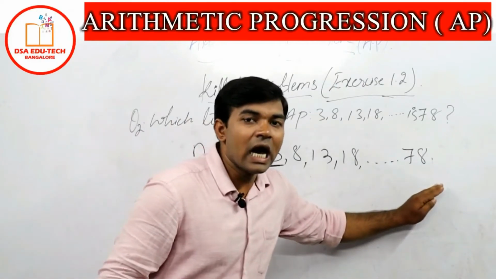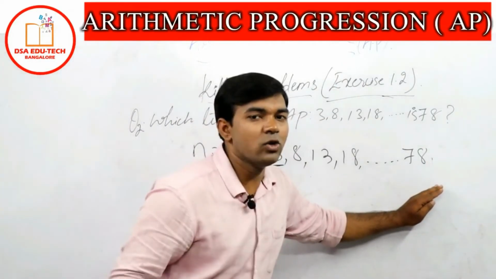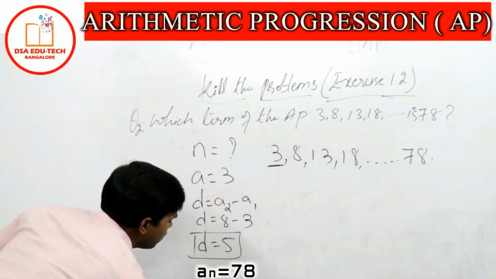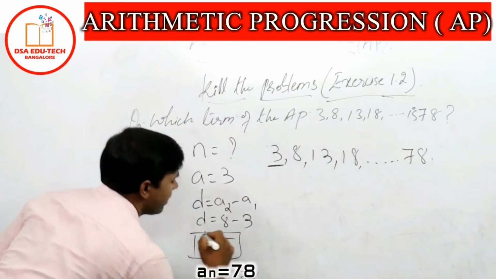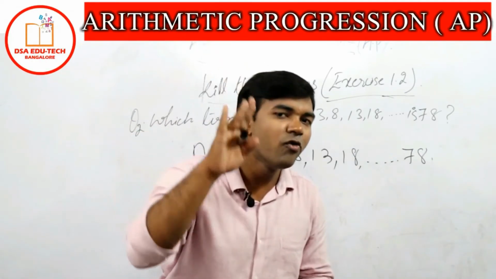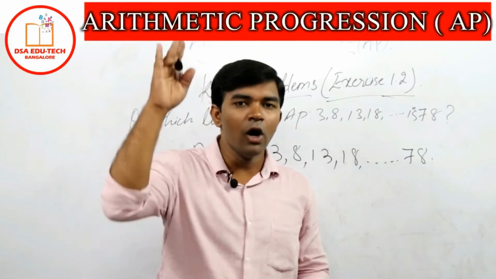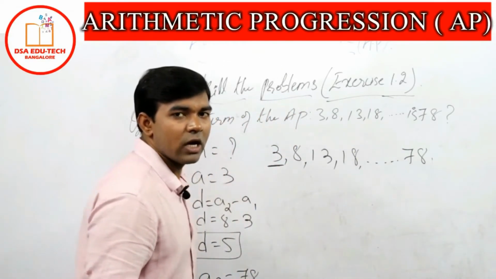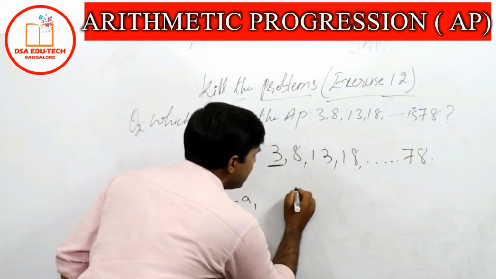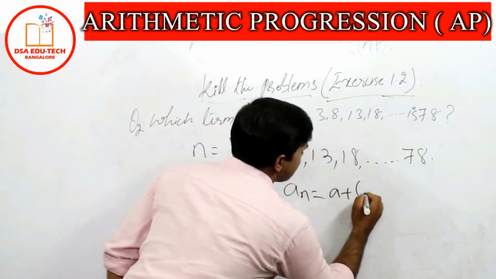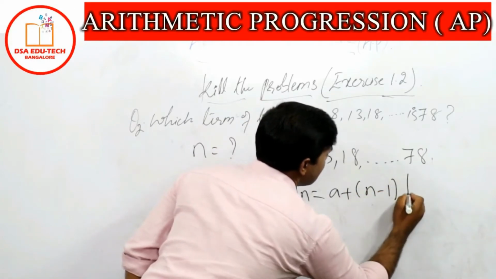And the last term, that is the AN value, already they have given us. So I will write AN is equals to 78, right? So now what we'll do after this, the problem is very easy. We just need to write the formula to calculate the nth term. So let me write the formula to calculate the nth term. The formula is AN is equals to A plus n minus 1 into D.